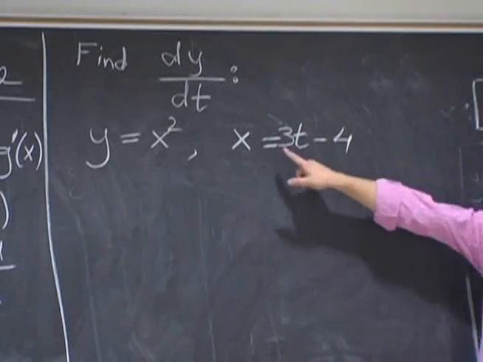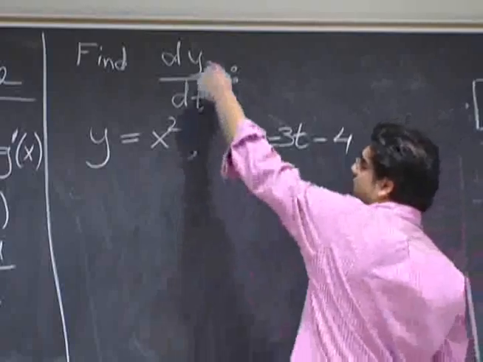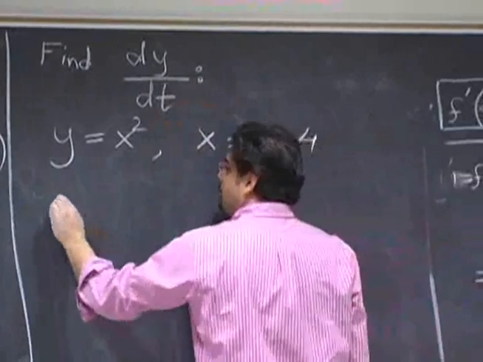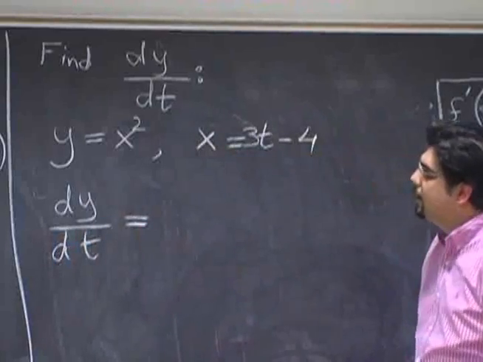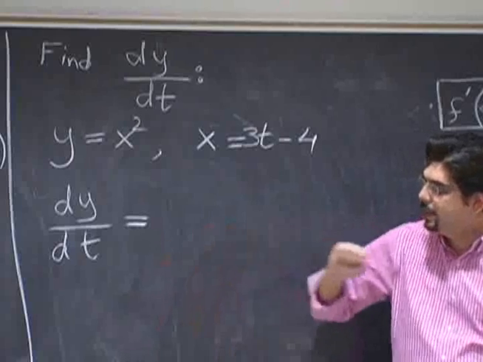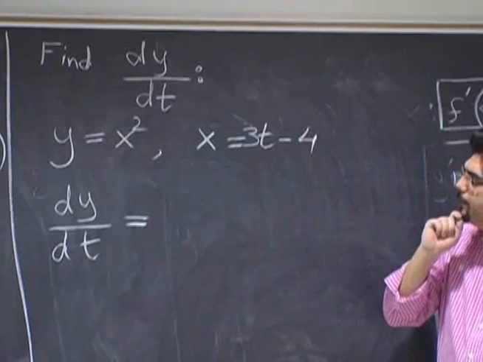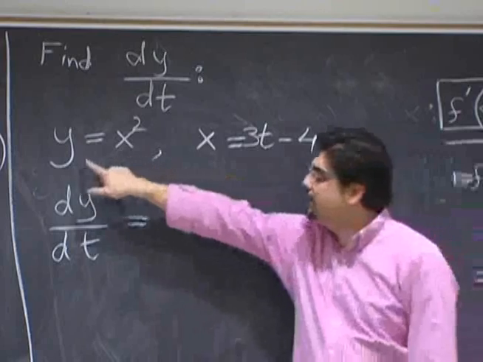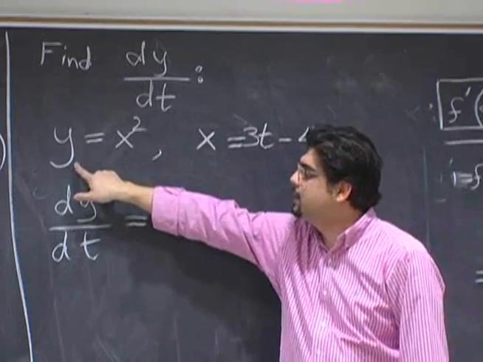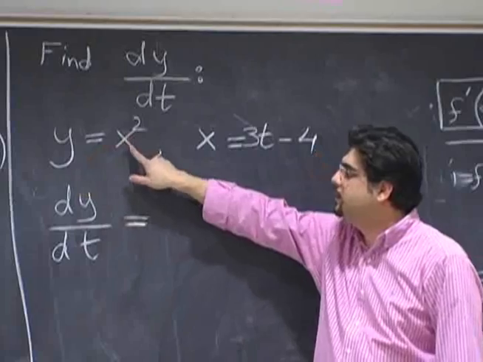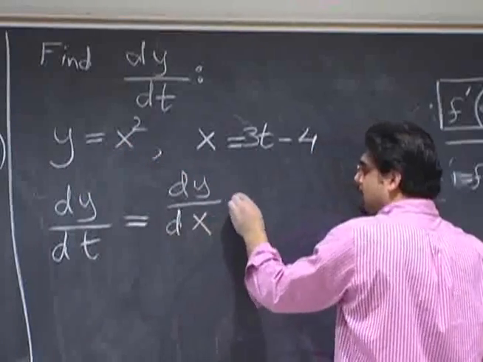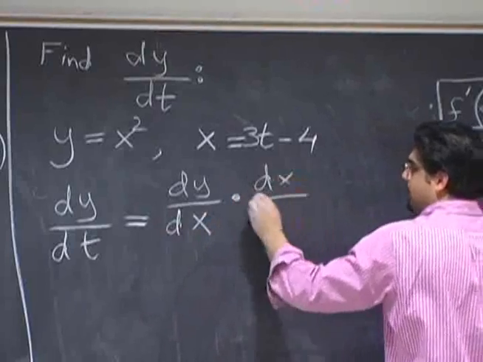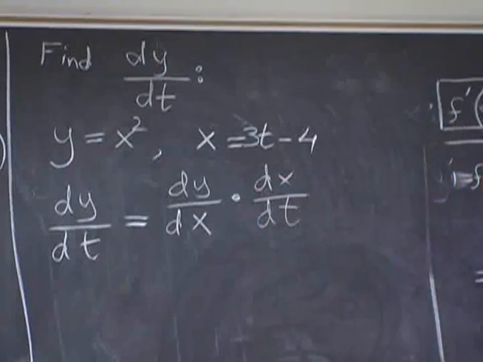Y is a function of x, and x is a function of t. And we want to find dy dt. So how could we apply that notation here, that rule? We can't differentiate y in terms of t yet, because we know how y looks in terms of x. So we could do the derivative of y with respect to x times, see how x changes with respect to t. And that would give us our derivative.